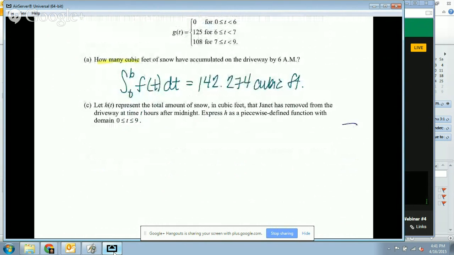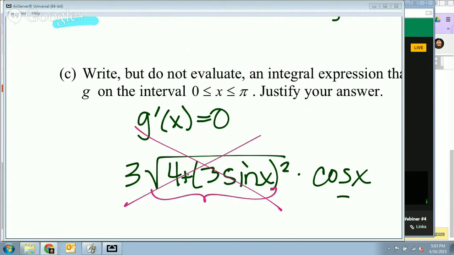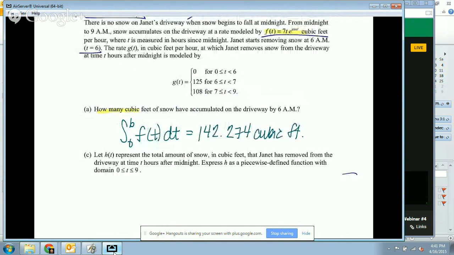Let H of T represent the total amount of snow in cubic feet that Janet has removed from the driveway at time T hours after midnight. Your square roots and squares and stuff, right? Underneath here, you can't get something 0. So what it sounds like they're asking you to do is make this new function H of T. Now this represents Janet's removal rate.